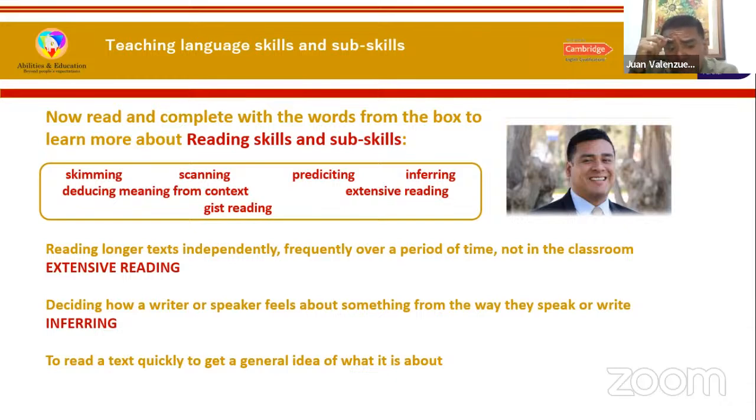Now, to read a text quickly, I said this to you before when we were answering the questions in the previous slides. To read a text quickly to get a general idea of what the text is about. This is easy, I think. Many of you are familiar with this.